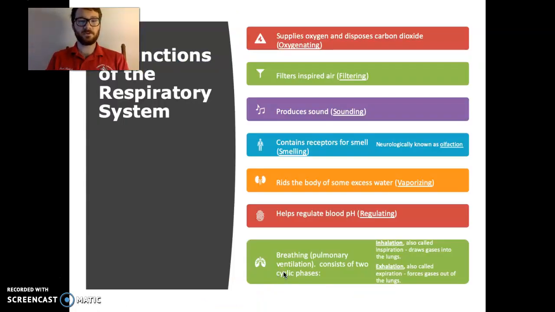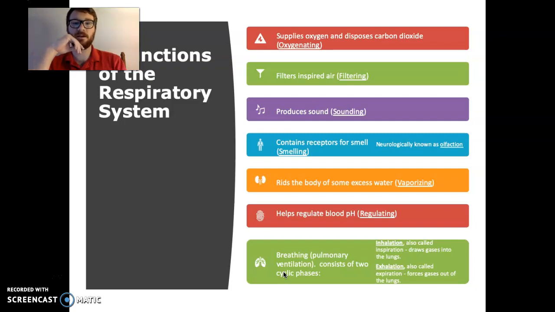Now, the respiratory system has a lot of different functions. I've tried to name them all with an -ing to make it kind of streamlined. This will be an essay question on your test, but fear not. I think that we're going to be staying at home for the rest of the year, so you probably don't have to memorize all these things. What are the 6 functions of the respiratory system? It supplies oxygen, disposes carbon dioxide. That one's the most obvious. We call that oxygenating.